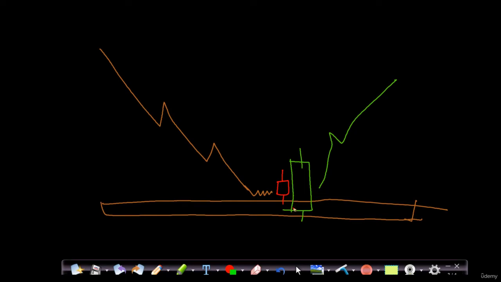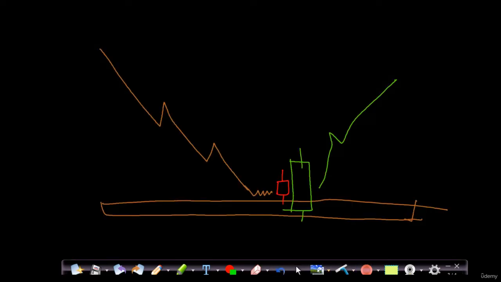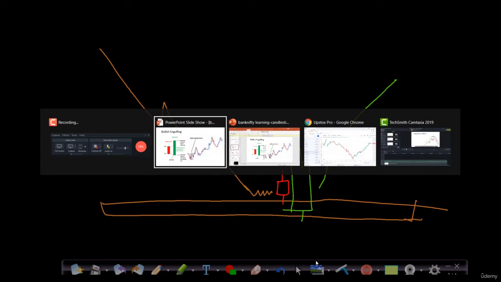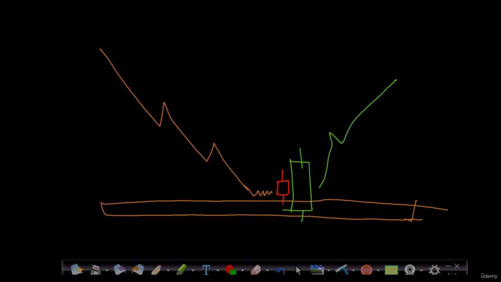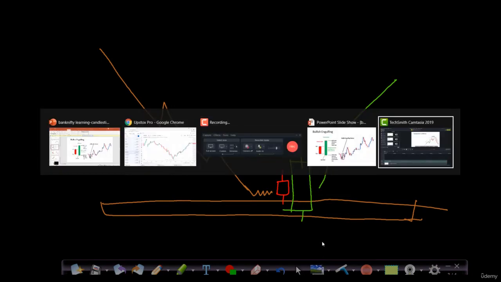Now let's check a real world example for this candlestick, right? We need to check a real world example on the chart. Just a minute, I'm opening the chart.